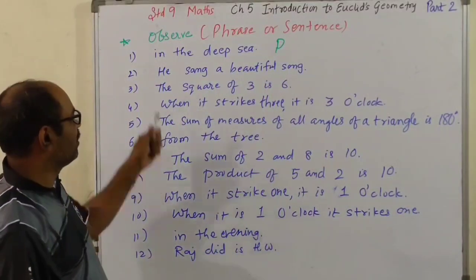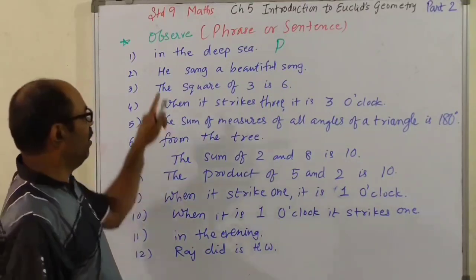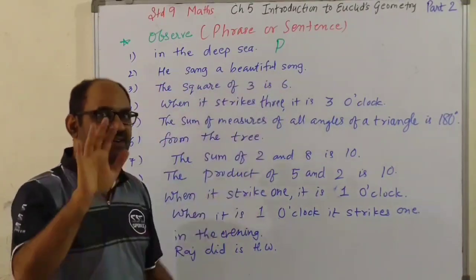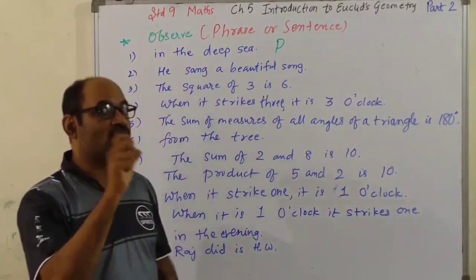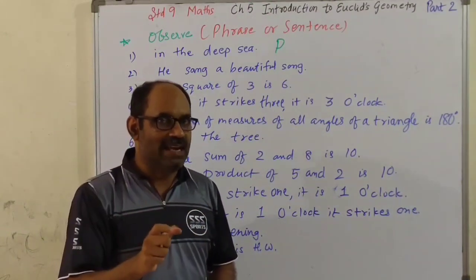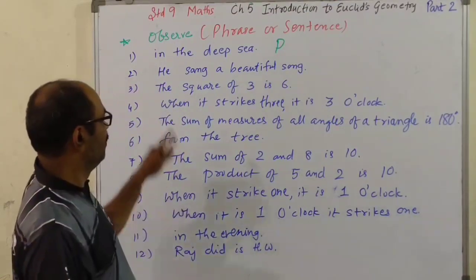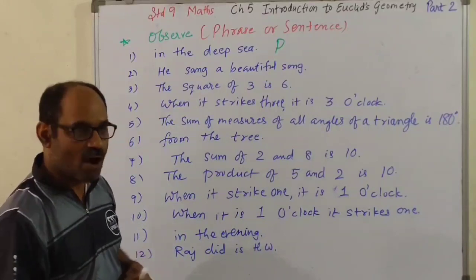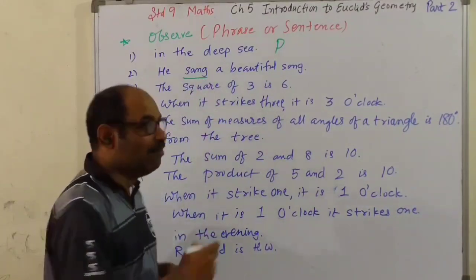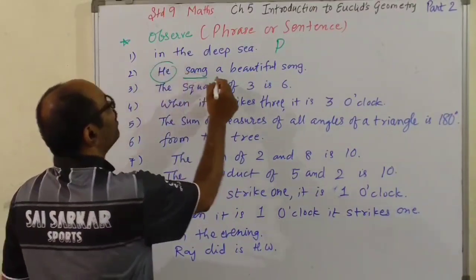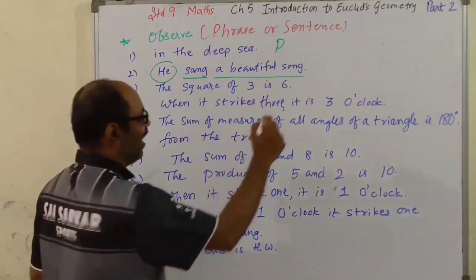Okay. Next. He sang a beautiful song. Here 1, 2, 3, 4, 5 words are there. So in this second one, you have a group of 5 words. Now you have to tell me whether it is a phrase or a sentence. He sang a beautiful song. What is the verb here? Sang. There is a verb, there is a subject, there is an object. So this is a sentence.